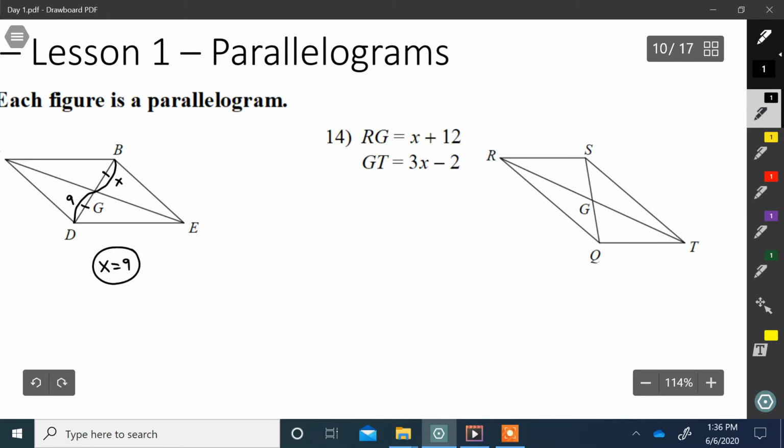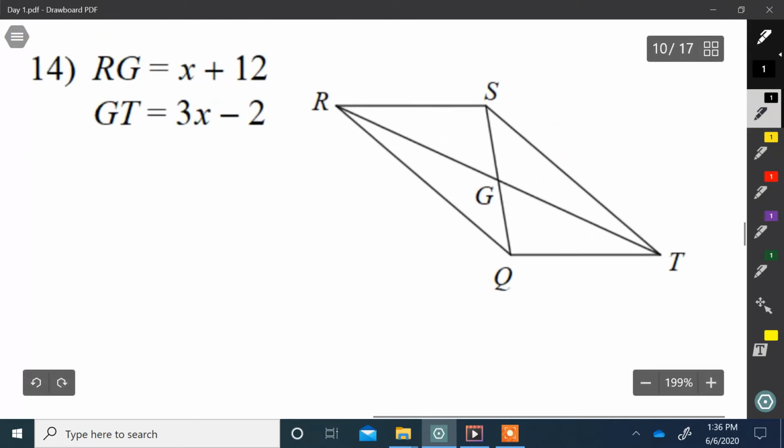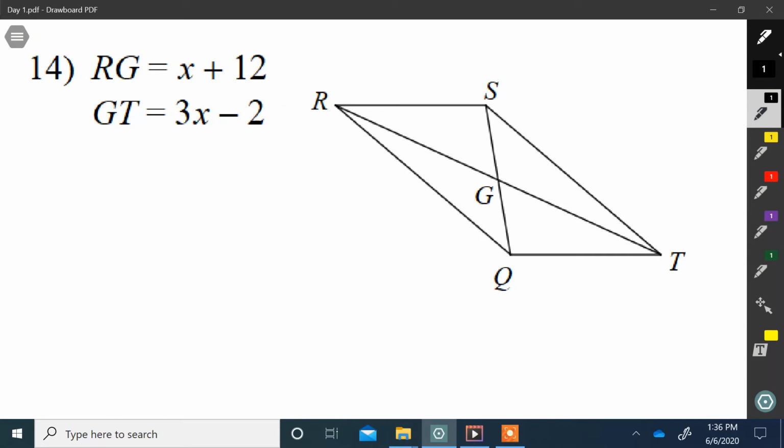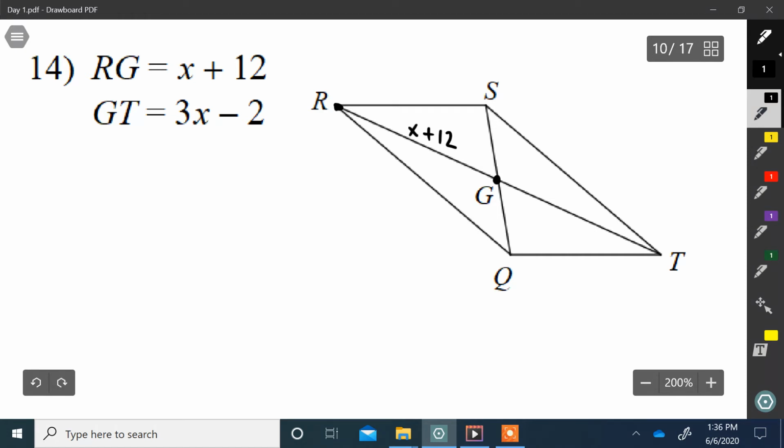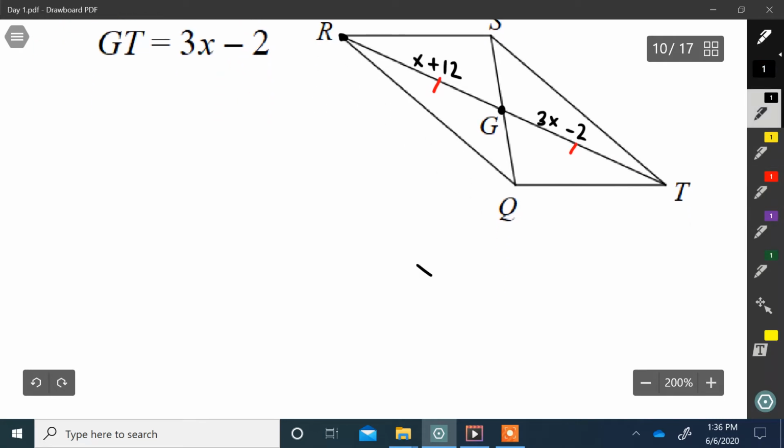This is a harder one. Hopefully this one is a little bit challenging. All right, let's see this one here. RG is equal to X plus 12. So from there to there, this is X plus 12. And then we have GT, so we got 3X minus 2. Of course, guys, this is congruent to that, and we already done this.